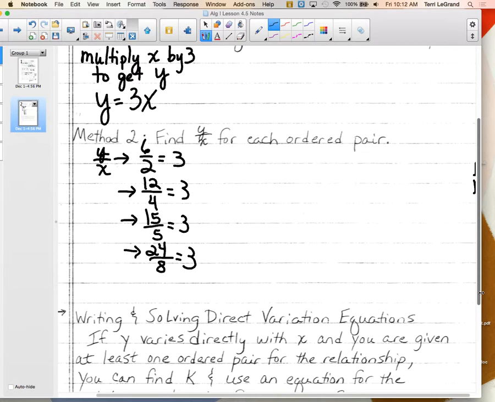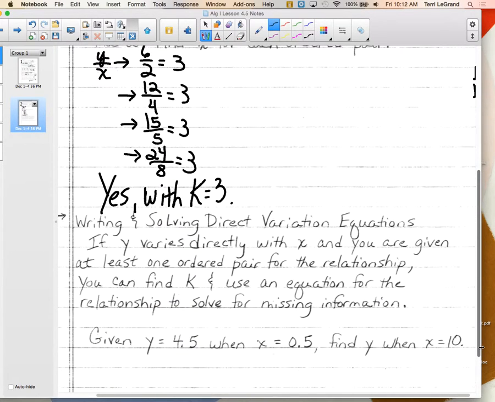So we can see when we write it in equation form, it's direct variation. Or if we get the same constant here every time, we could say it's direct variation. So we would say yes, with k equals 3. So this is a direct variation, and whenever you do say it's direct variation, you identify the constant of variation, which happens to be 3. So when you divide it out and you get that same thing, that's your k value. When you use an equation form and you decide that it is, it's what x is being multiplied by.